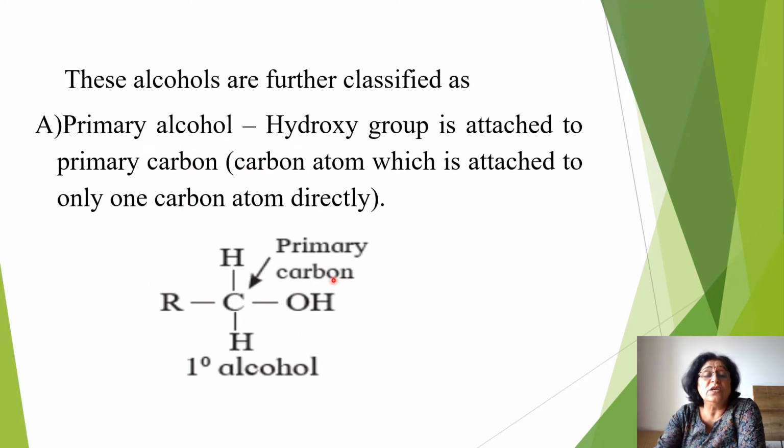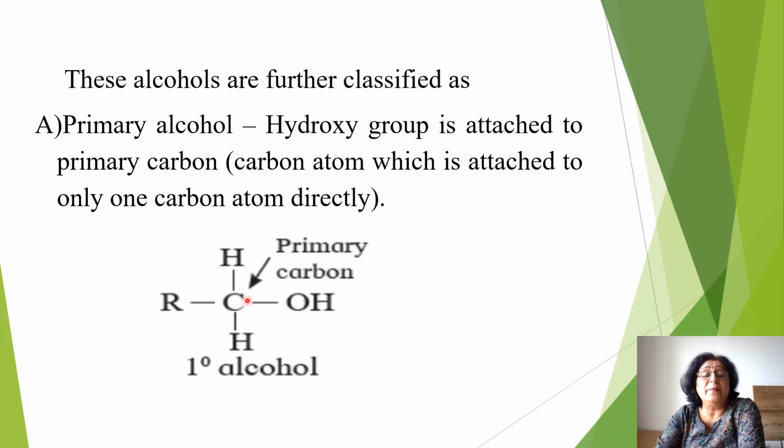So here you see the OH group is attached to the sp3 hybridized carbon. sp3 hybridized carbon means a carbon that forms four single bonds. So in this, you see the OH group is attached to the sp3 hybridized carbon. Now this is a primary alcohol. In this, the OH group is attached to a primary carbon.